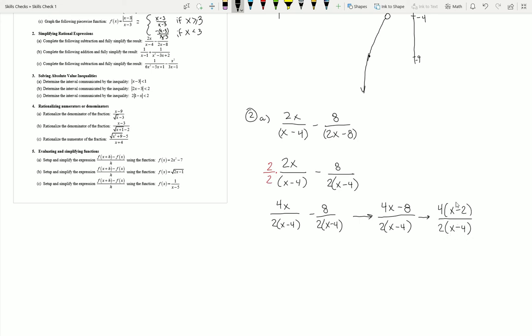Now here, I can see that I have an x minus 2 up top and an x minus 4 on bottom, so those can't be simplified out, but I can simplify here with this 4 over 2. And of course, if I do that, I would be left with the 2 in the numerator and just an x minus 4 in the denominator. So this here would be as simple as I could make this expression.